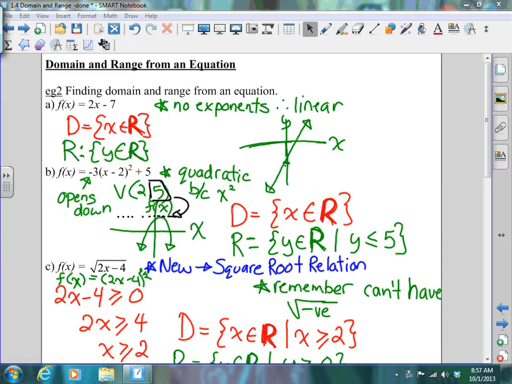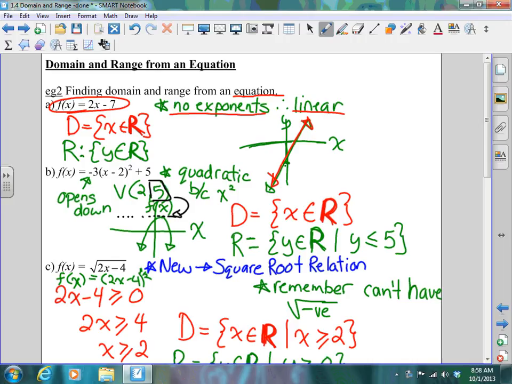So here we go. We're just going to finish up domain and range. When you have to find the domain and range from an equation, I want you to just visualize what it looks like, ladies and gentlemen. When you have a function, f of x equals 2x minus 7, we have to think, hey, what type of relationship is that? And hopefully you realize there's no exponent, so it's a linear expression. When you have a linear expression, you have a straight line, which means you can always go left and right, and you can always go up and down. There are no restrictions on domain and range unless you have either a horizontal or vertical line.